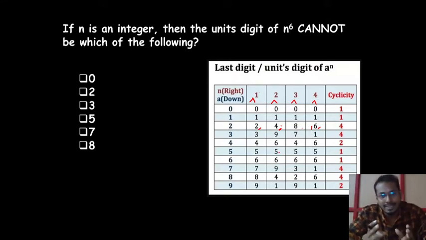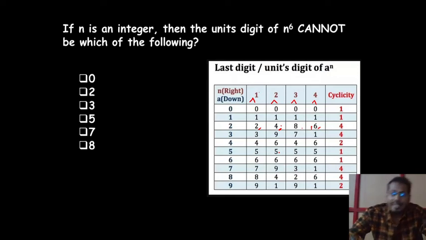So these 4 numbers are repeated again and again. That is why the cyclicity is 4. It is the same for the 3 table, 4 table, everything. The maximum cyclicity is 4, and the next cyclicity is 2, then 1. We only have these cyclicities for this question.